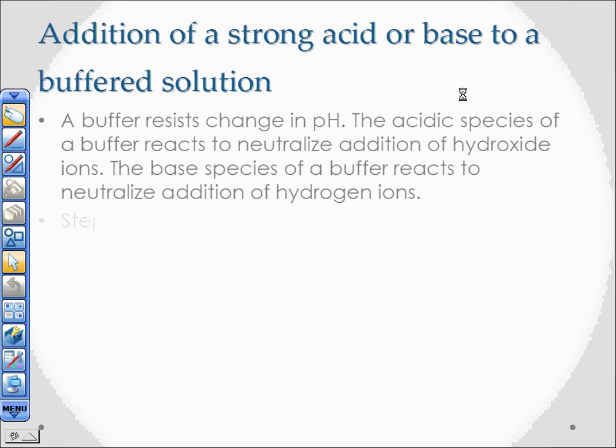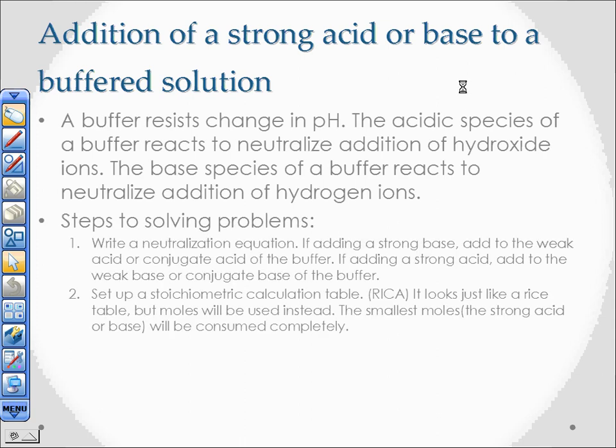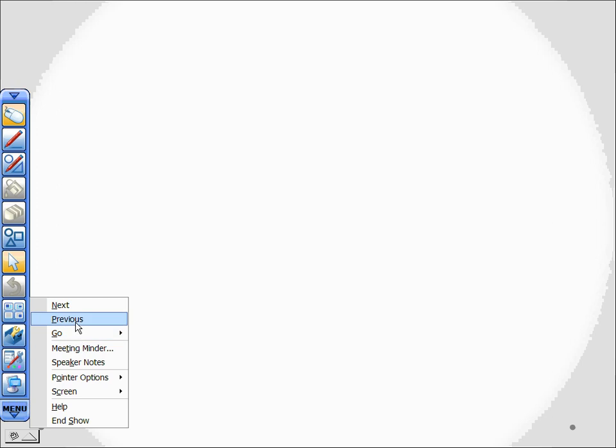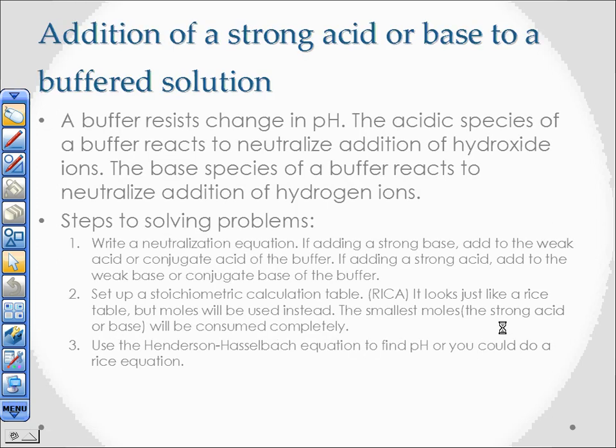Okay, I'm just going to click through this particular slide, and you want to stop and copy this. This is all the steps to the problems that we're about to do. Pause this, copy this. The job of a buffer is to resist a change in pH. If an acid gets put in, the acid will react with the base part of the buffer. If a base gets put in, it will react with the acid part of the buffer, and they'll neutralize whatever we add, as long as we hold within the buffer capacity.